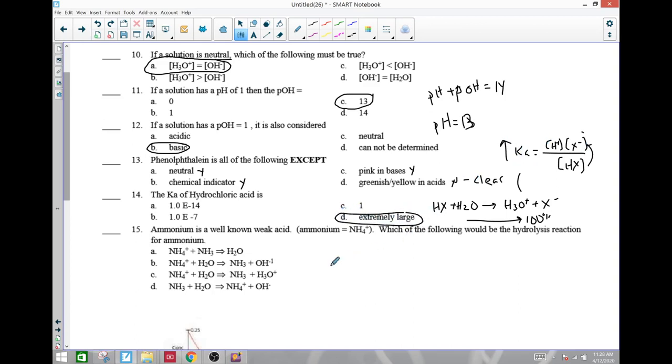Goes to completion. Ammonium is a well-known weak acid. There it is. Which of the following would be the hydrolysis equation for ammonium? And it is this one right there. Take a look.